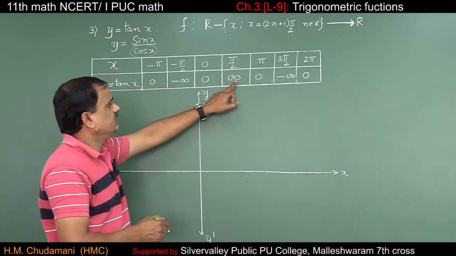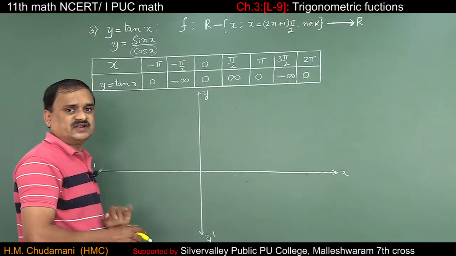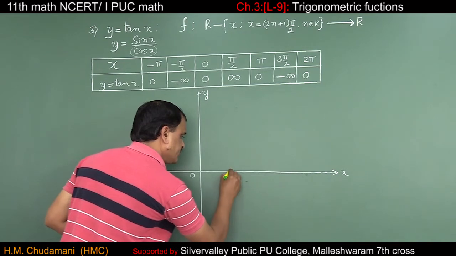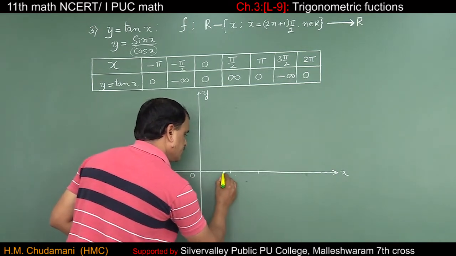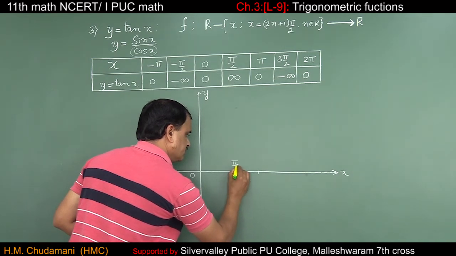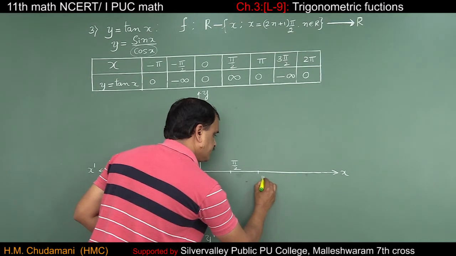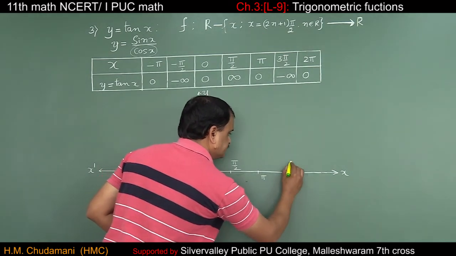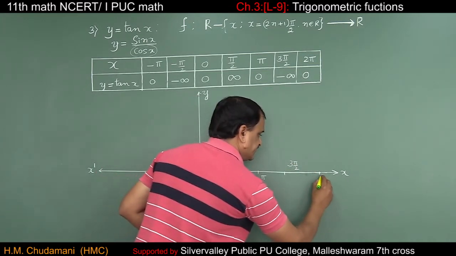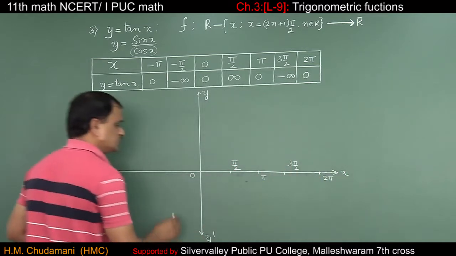So that means pi by 2, minus pi by 2, 3 pi by 2 — for all these values it is not defined. So let us mark this 0, pi by 2, okay. This is pi, 3 pi by 2, then this is 2 pi, 5 pi by 2 and so on.